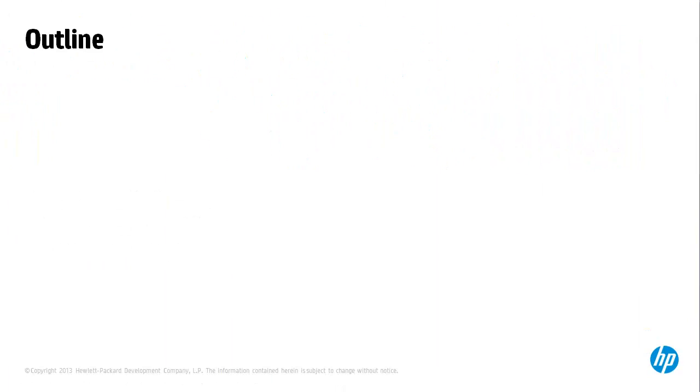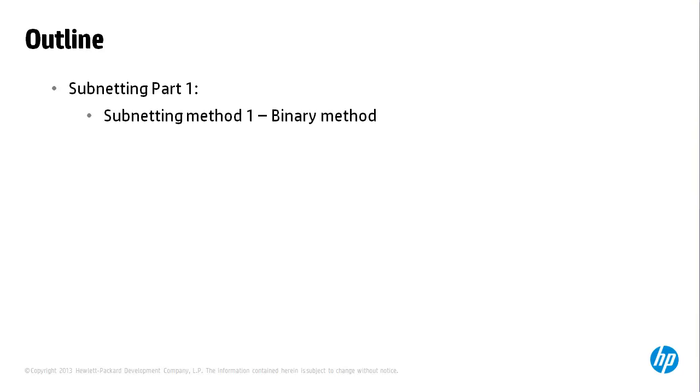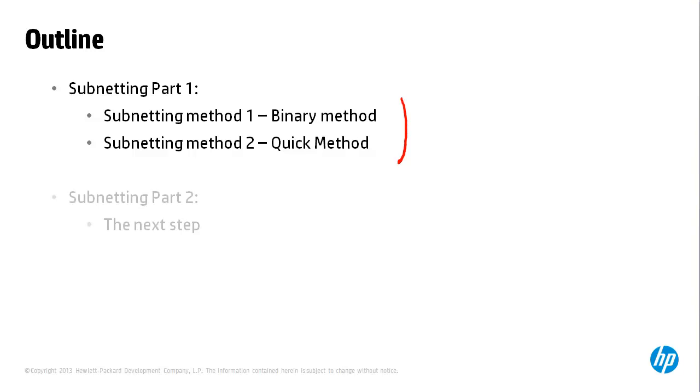This topic has been broken into two separate videos. In the first video, I'm going to show you two methods to quickly and easily answer questions such as, what subnet is this host on? Or, what is the last host on the subnet? What is the first host on this subnet? I'm going to show you two methods. Firstly, the binary method, and secondly, the quick method to answer those questions. I suggest that you look at both and then decide which method works best for you.